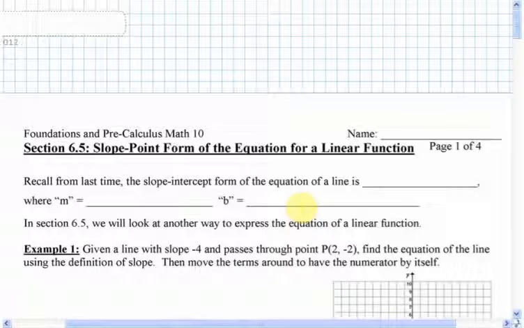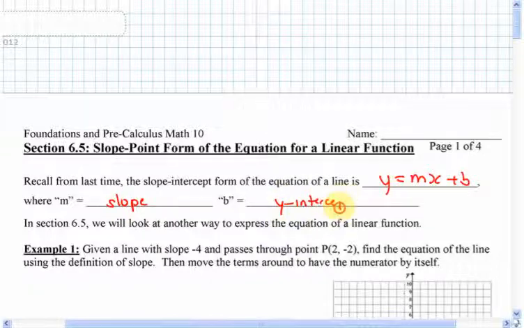Last time we looked at something called the equation of a line in something called slope-intercept form. Do you remember what it was? Y equals mx plus b, right? Where m stands for the slope and b stands for the y-intercept.